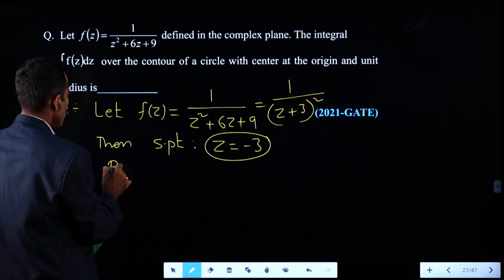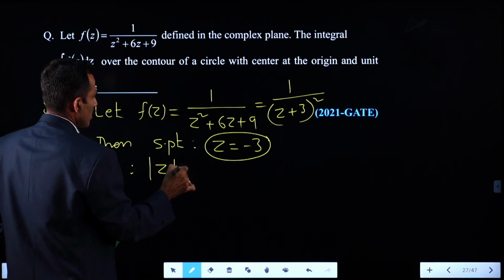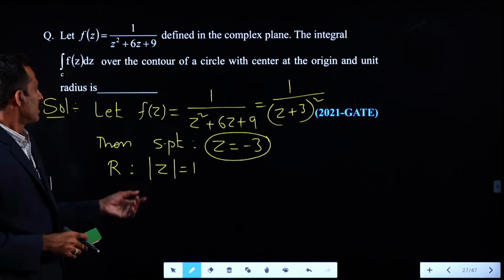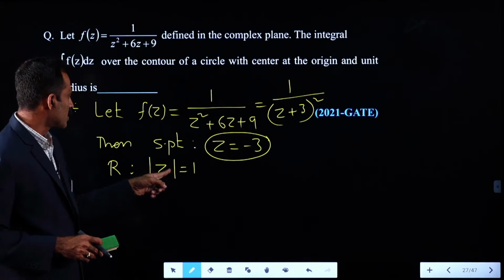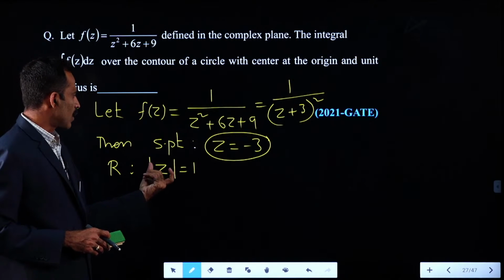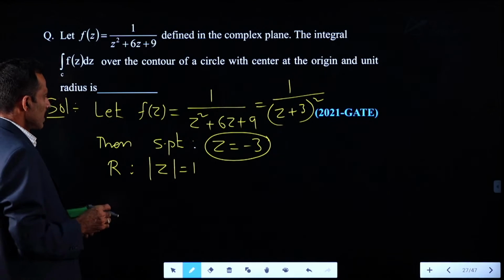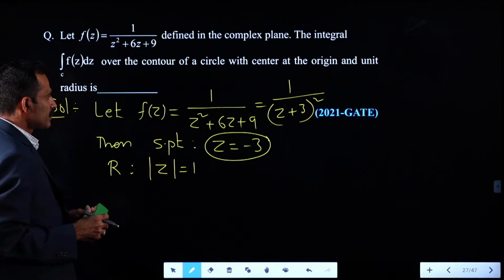And the region will be bounded by the equation of the circle, the unit circle. With center z naught, mod z minus z naught equal to r. Here r is 1 and the center is 0. So mod z equal to 1. It is the equation of the circle with center at origin and radius r. The region will be bounded by the closed curve C like this.